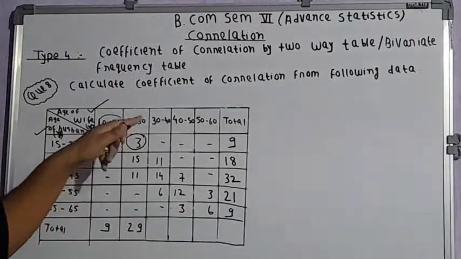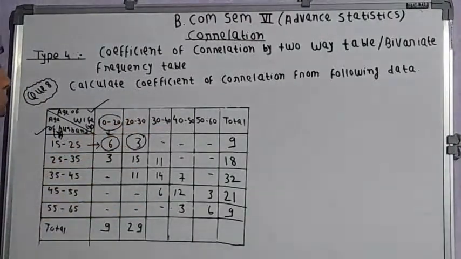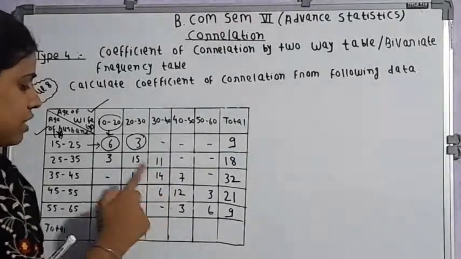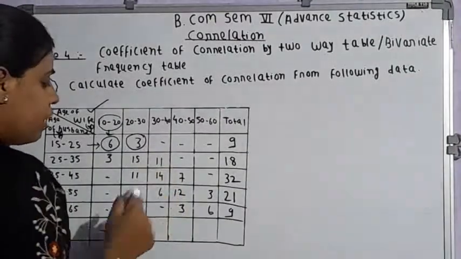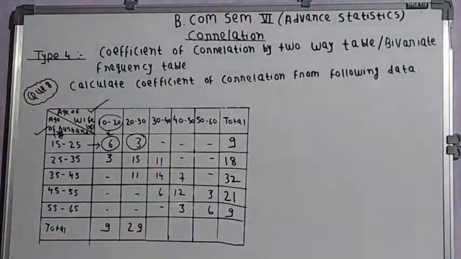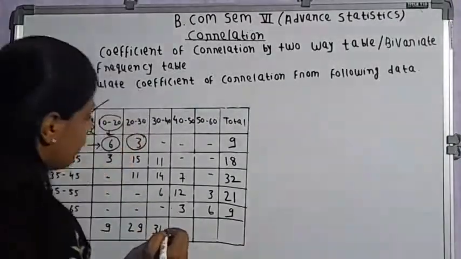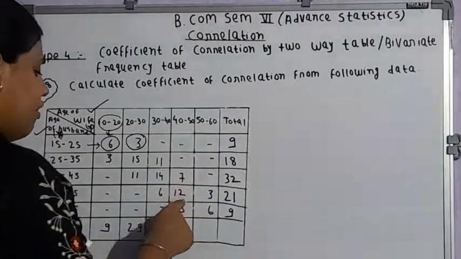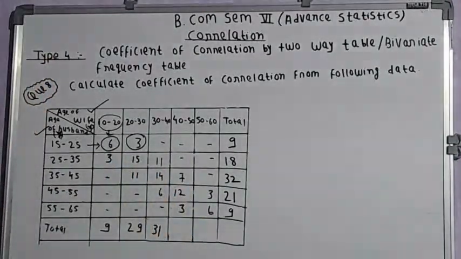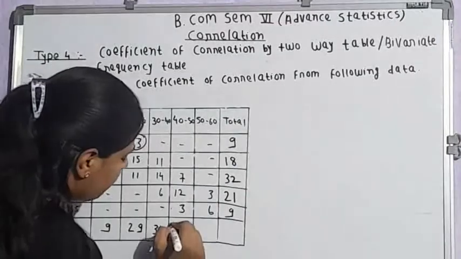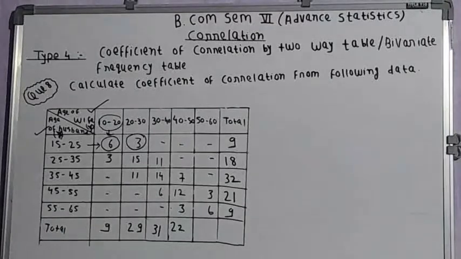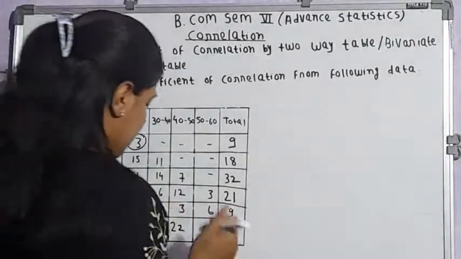Then the 30 to 40 age group. For 30 to 40 we have 11 plus 14 plus 6, which would be 31. So we will write 31 over here. Then for the 40 to 50 age group we have 7 plus 12 plus 3, so the total would become 22. Then for the last age group, 50 to 60, we have 3 plus 6, that is 9.